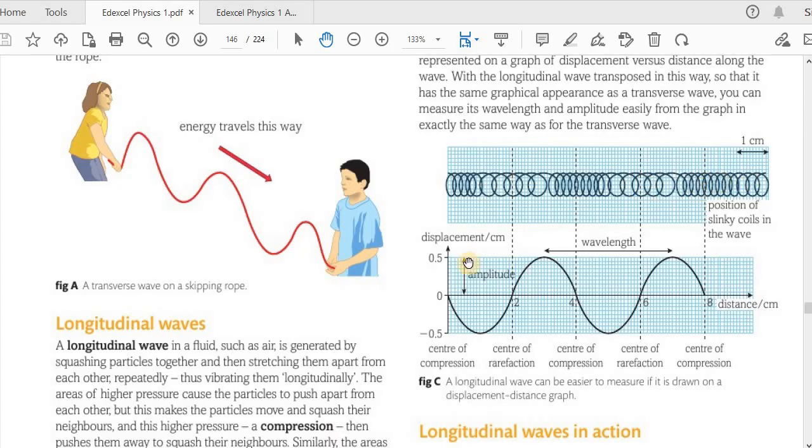Alright, okay, so here this is a longitudinal wave in a slinky. So what is happening now? The wave is going from, let's say, left to the right. Position of slinky coils in the wave.